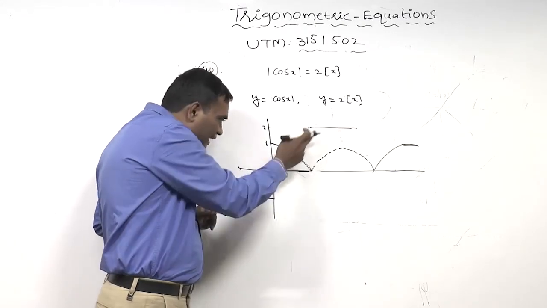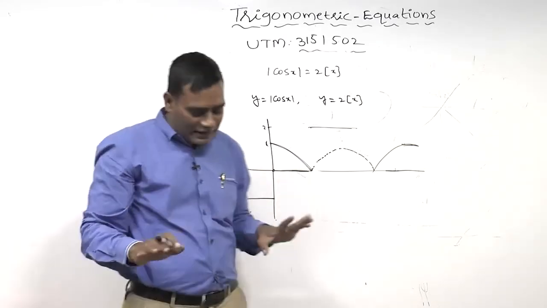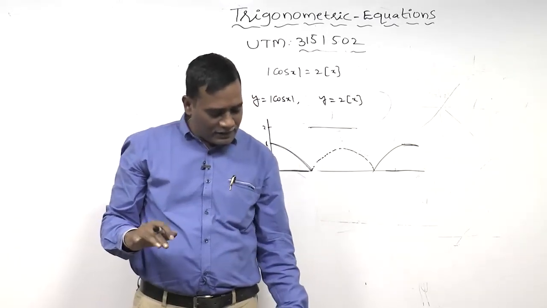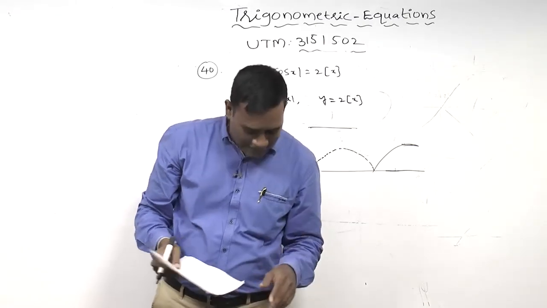So, is there any intersection point? There is no intersection point. That's why, what is the answer? There is no point of intersection, means the solutions of the equation are nil. So, the first option is the correct answer.